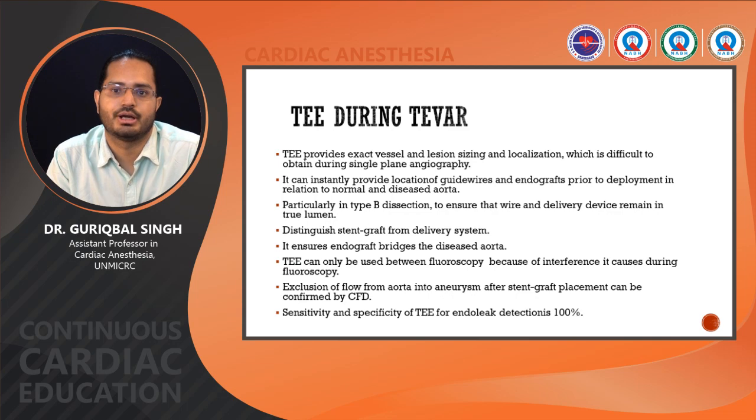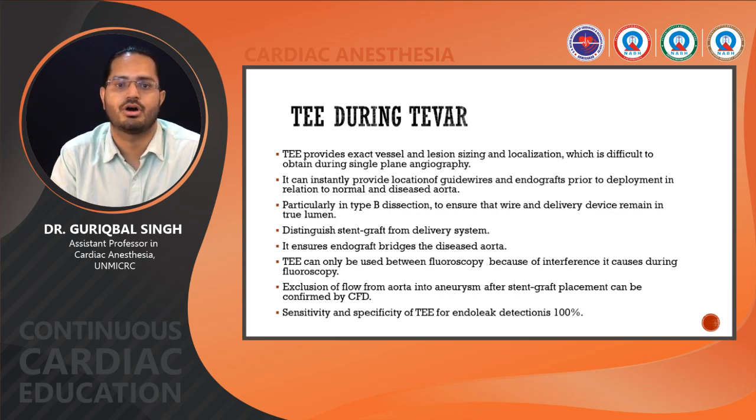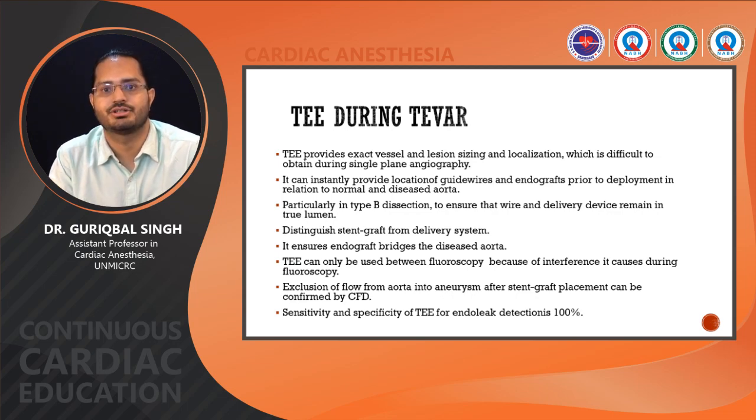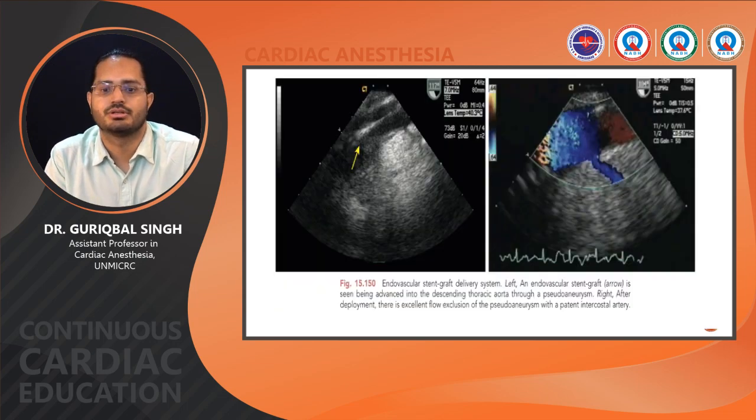Exclusion of flow from aorta into aneurysm after stent graft placement can be confirmed by color flow Doppler, and sensitivity and specificity of TEE for endoleak detection is 100%. So this is the endovascular stent graft delivery system in the first figure, and it is seen being advanced into descending thoracic aorta through a pseudoaneurysm, and after the deployment on the right side there is excellent flow exclusion of pseudoaneurysm with a patent intercostal artery.